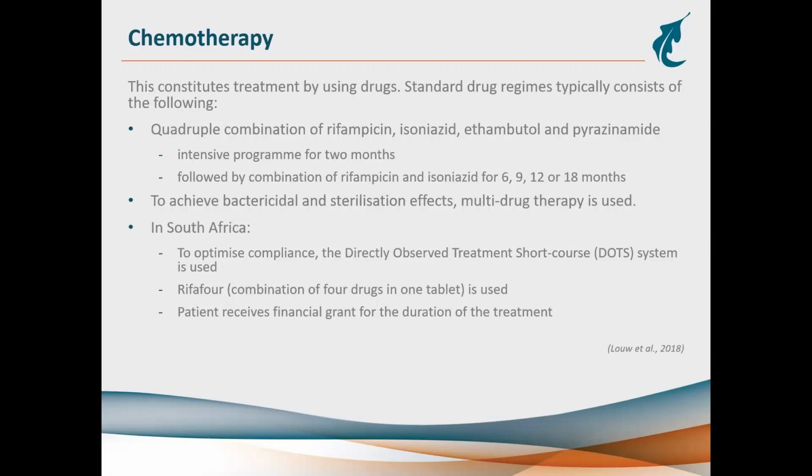Standard drug regimes typically consist of a quadruple combination of drugs for an intensive period of 2 months, followed by rifampicin and isoniazid for 6, 9, 12, and 18 months. This is done to achieve bactericidal sterilization. So that's why multi-drug therapy is used.